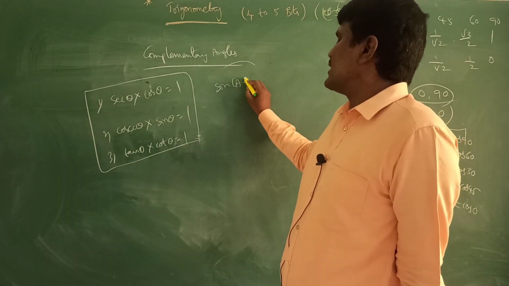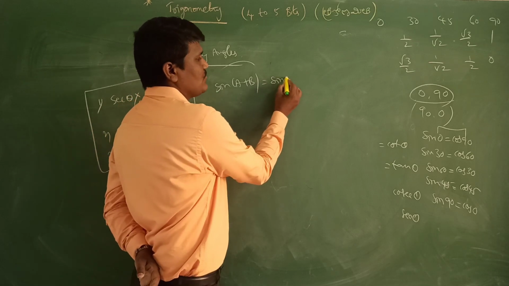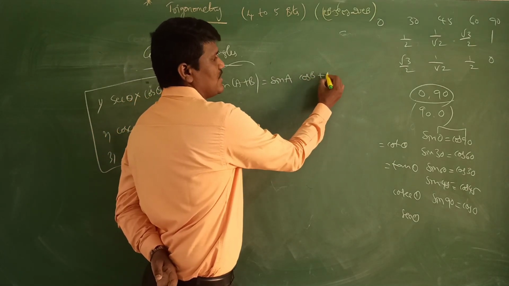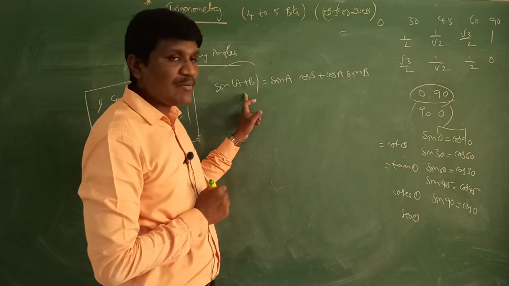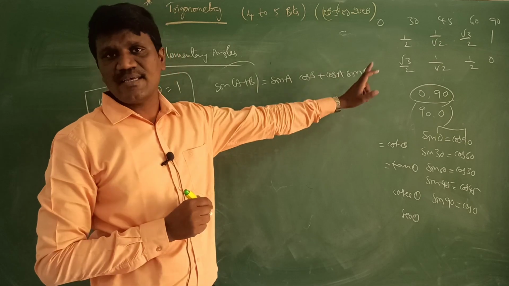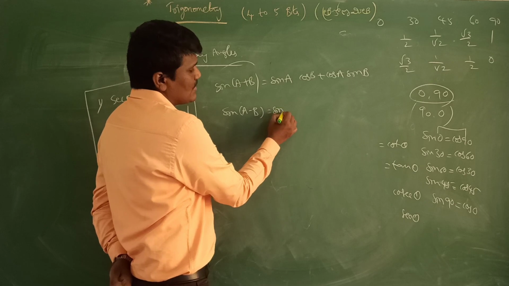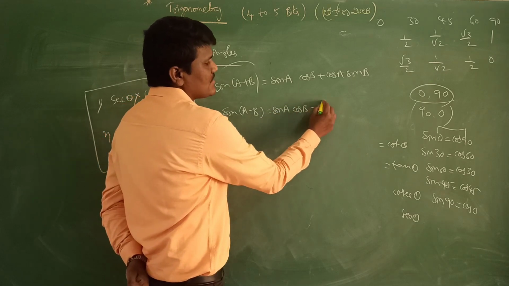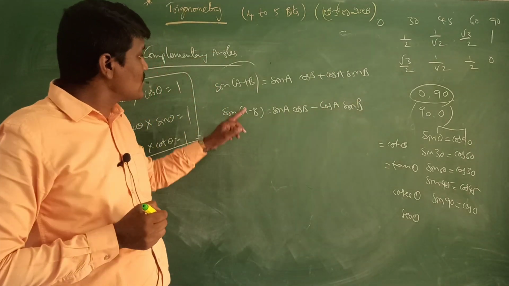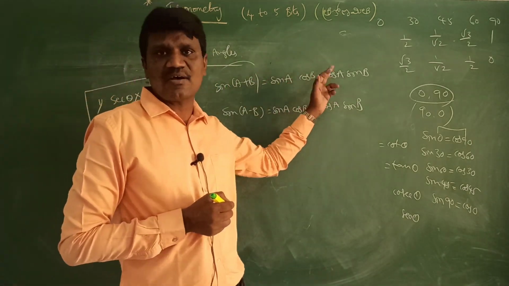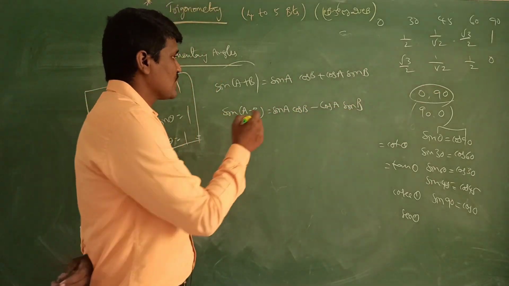Sin of a plus b, you can use even for normal values also. Sin a plus b is equal to sin a cos b plus cos a sin b. Same way, sin of a minus b is equal to sin a cos b minus cos a sin b. So this is also an important formula. Sin a plus b is equal to sin a cos b plus cos a sin b. Sin a minus b is equal to sin a cos b minus cos a sin b.